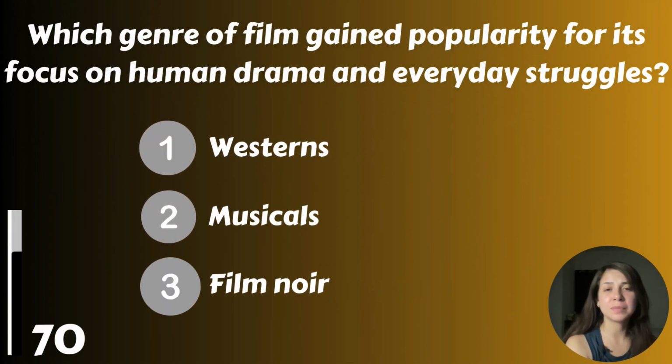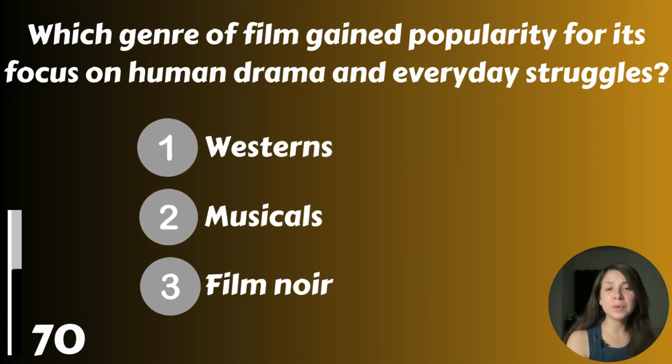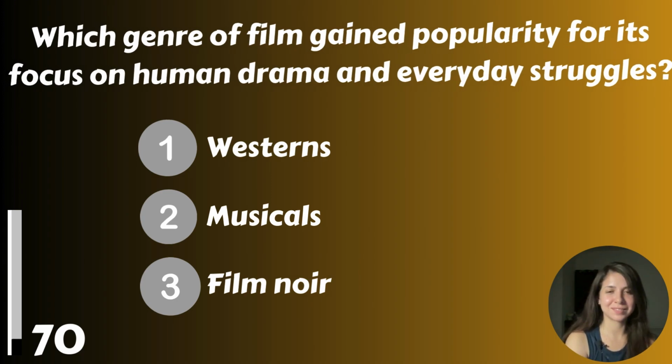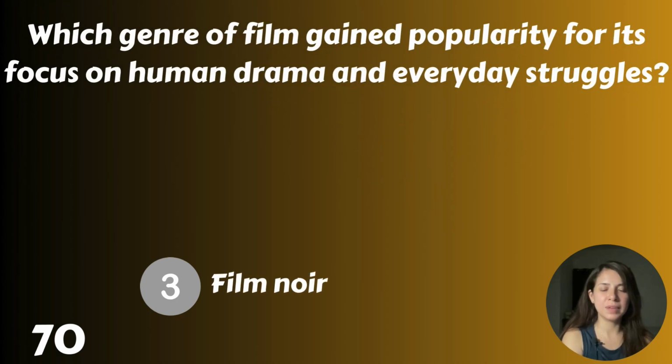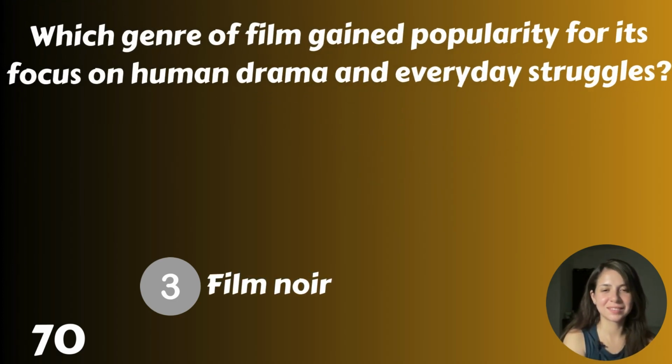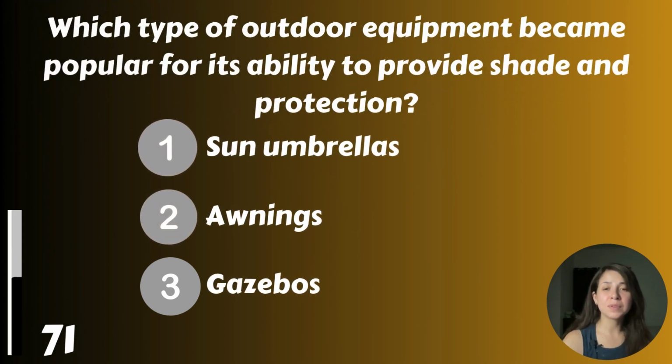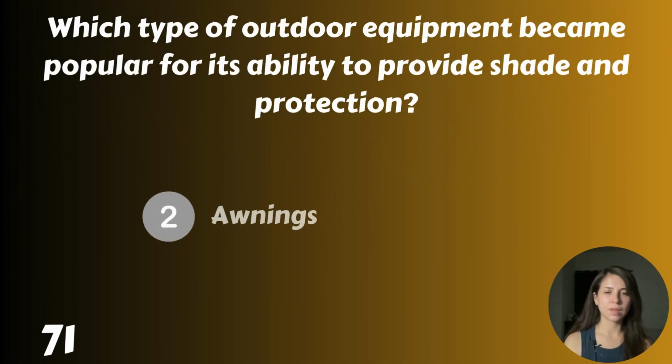Which genre of film gained popularity for its focus on human drama and everyday struggles? Westerns, musicals, or film noir? Film noir. Which type of outdoor equipment became popular for its ability to provide shade and protection? Sun umbrellas, awnings, or gazebos? Awnings.